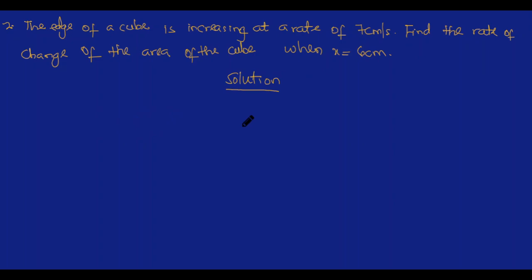If we know the rate at which the edge of a cube is increasing and we are required to find the area of the cube, what we just have to do is find the formula that is connecting the total area of the cube to the length of its edge. So the area for a cube is equal to 6 multiplied by x squared. So dA/dx is equal to 12x.